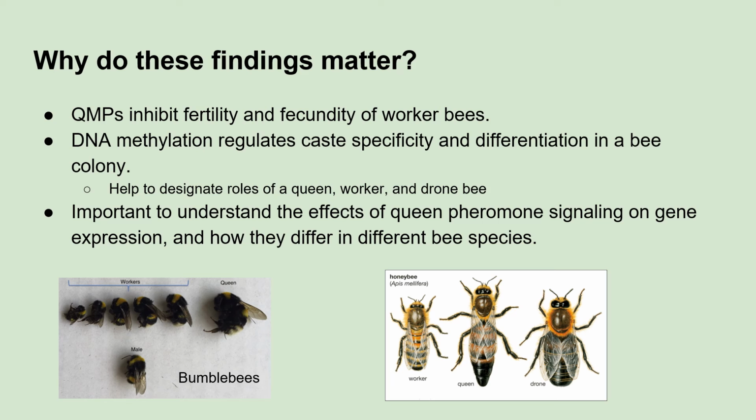To conclude, these results are important because they provide a starting point and a foundation as to how queen pheromone signaling, specifically QMPs, may affect DNA methylation in different types of bees. QMPs are released by queen bees to assert their reproductive dominance within a bee colony, and it inhibits the reproduction and fertility of worker bees.